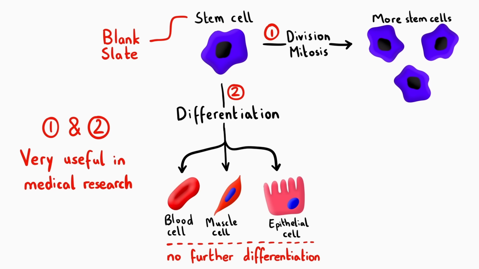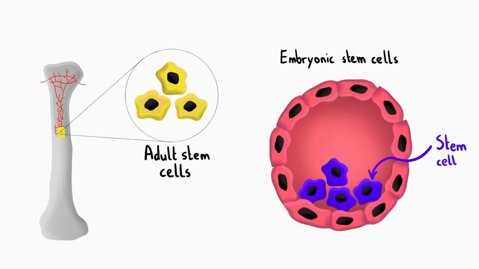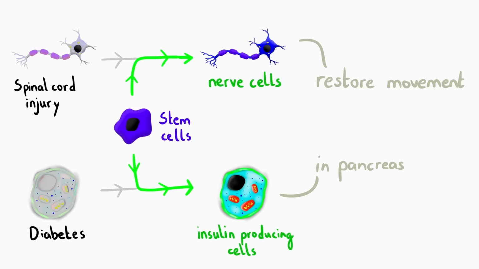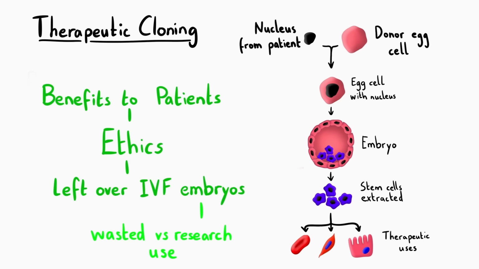Let's start off with exactly what we'll cover in this video. We'll begin by understanding what stem cells are and how they differ from specialized cells. Next, we'll examine the different types of stem cells and where they're found. Then we'll explore the medical applications of stem cells and their potential to treat various diseases. Finally, we'll consider some of the ethical debates surrounding stem cell research.